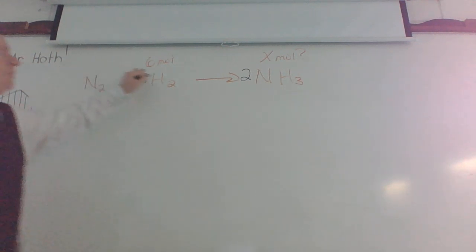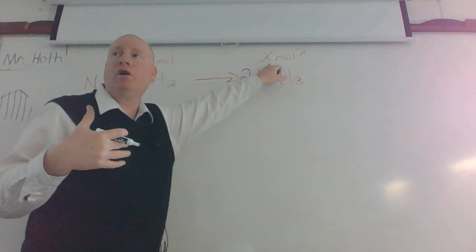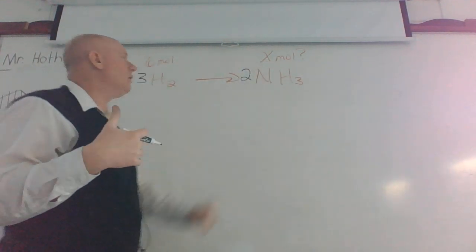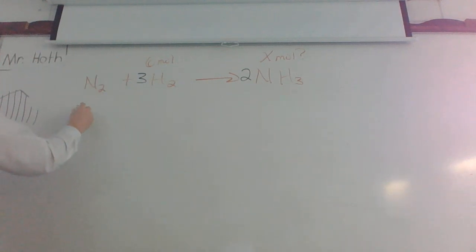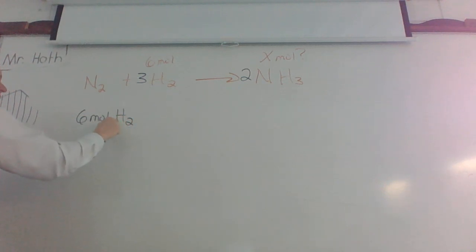We have our setup. Now we can convert moles of this to moles of our unknown, that's what we're looking for. So we've got 6 moles of hydrogen. And it's just good practice to keep putting that 2 behind there. And why would you want to do that?